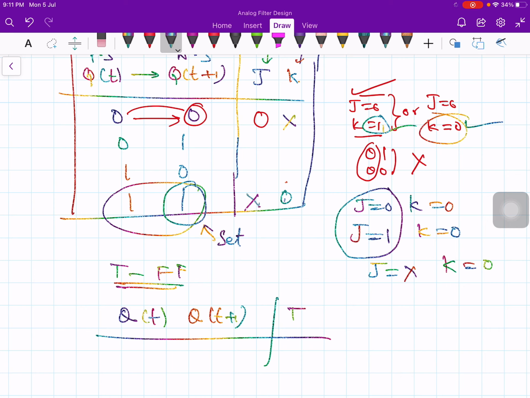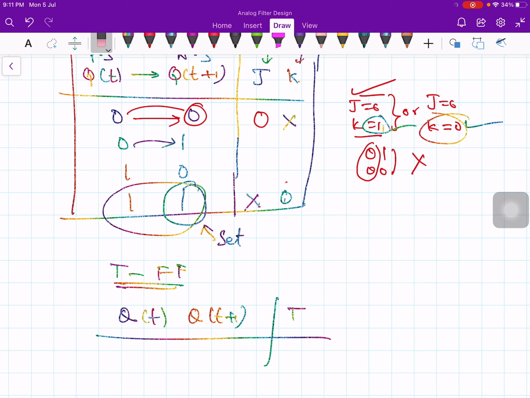Now if the flip-flop is to have a transition from 0 state to the 1 state, that means what? You are setting the flip-flop. When you set the flip-flop, J must be equal to 1, right? Since the J input sets the flip-flop. However, input K may be 0 or 1.